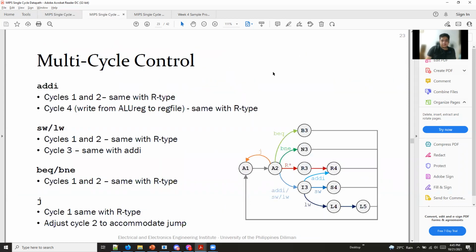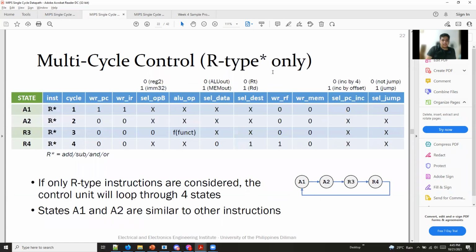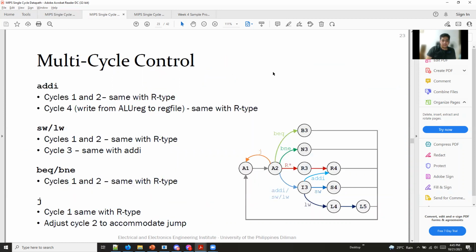Now, tapos ito yung sa controller naman, since hindi lahat ng instructions pare-pareho yung number of clock cycles, parang gumagawa tayo ng state machine. So for all instructions, same yung first two cycles na ginagawa. So that is yung instruction fetch at saka yung pag-decode dun sa register file. So nag-iiba-iba sila dun sa third cycle.